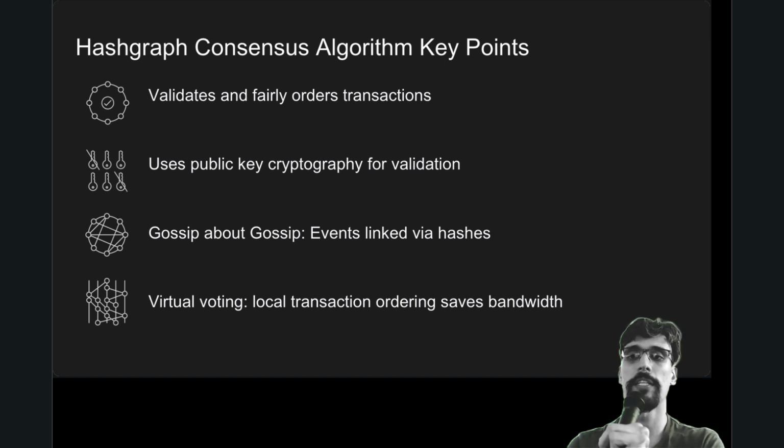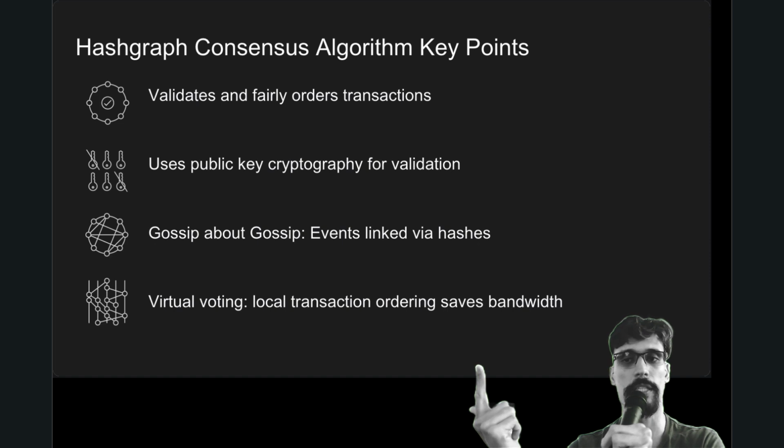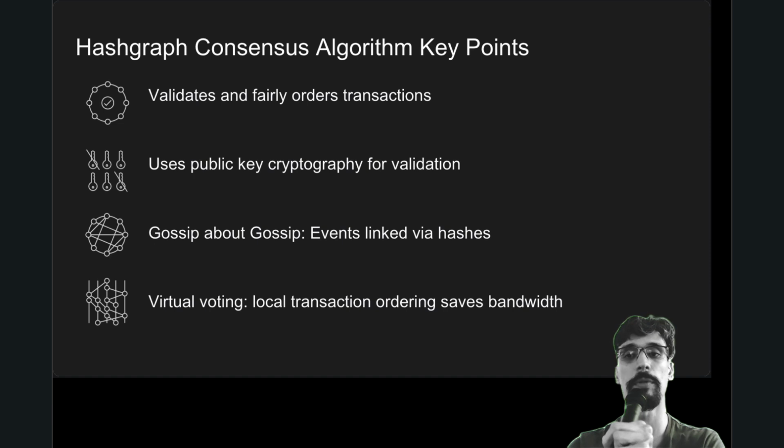So what does hashgraph consensus actually do? It does validation of transactions, which is something every blockchain does. It also fairly orders the transactions, which is something that, surprisingly, most blockchains are incapable of. They're able to fairly order blocks, but not the transactions within them. And that's the primary reason why you've got such a thing as MEV attack vectors. Hedera doesn't have them because it orders transactions rather than blocks.